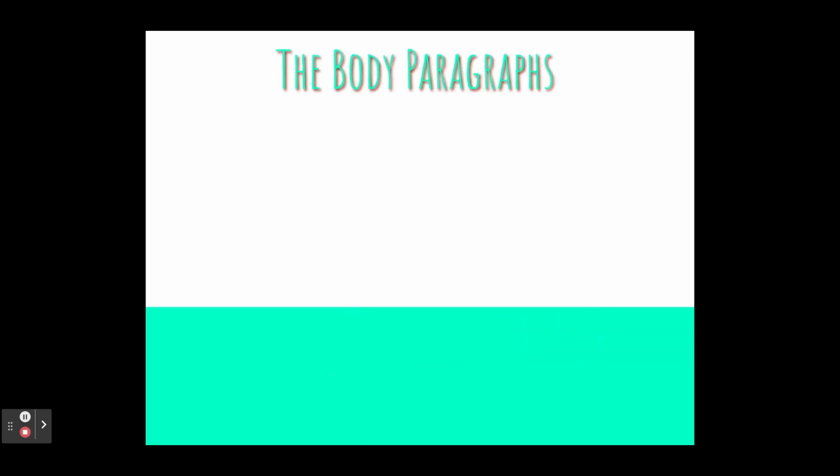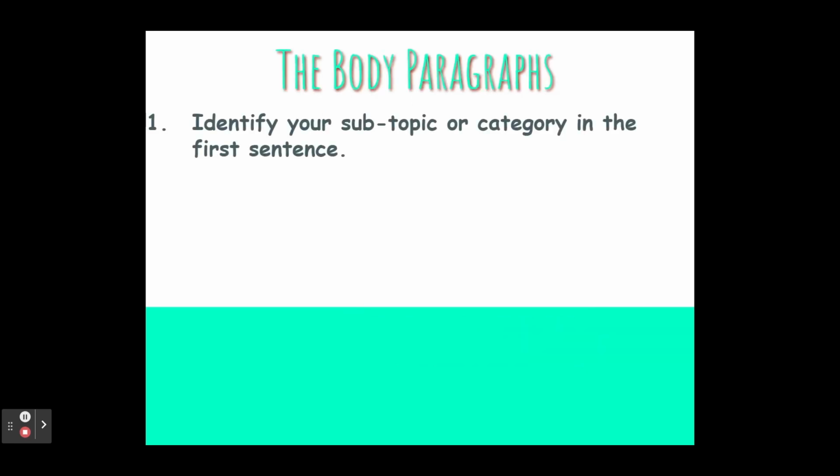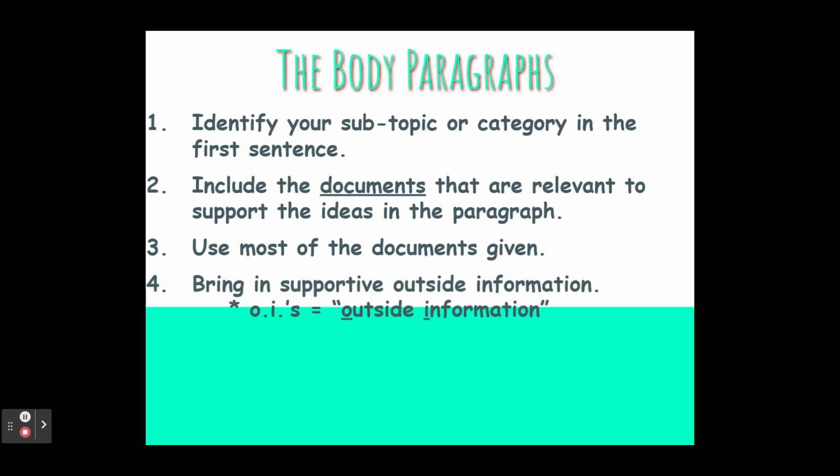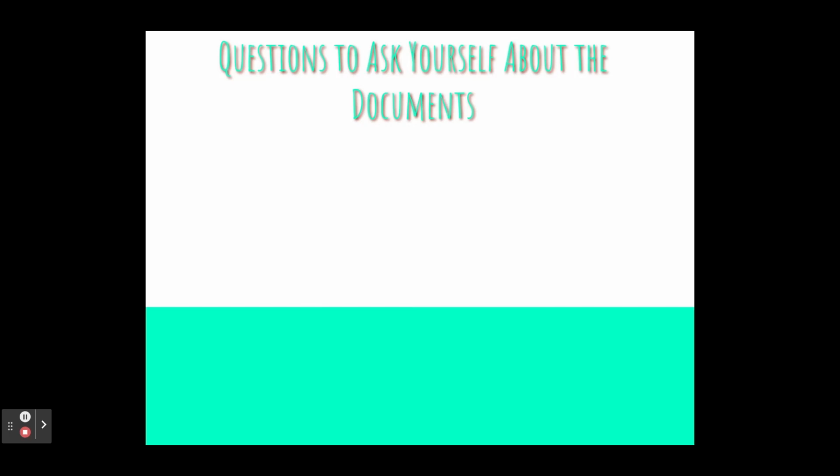Now the body paragraphs. Identify your subtopic or category in the first sentence. Include the documents that are relevant to support the ideas in the paragraph. Use most of the documents you're given. Bring in supportive outside information, the OIs. Why were these documents selected?